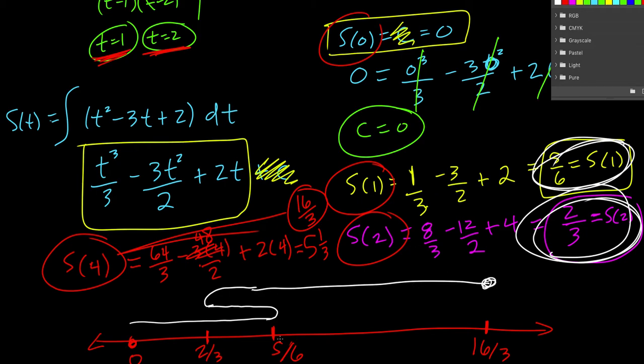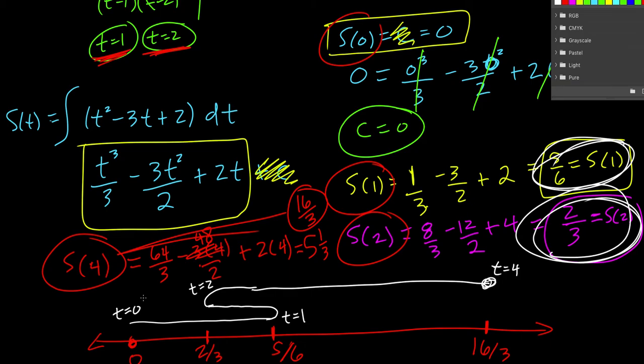Now, this happens at t equals 1. This happens at t equals 2. And then this is our end point at t equals 4. And then this is our beginning point at t equals 0. So that's our motion diagram.